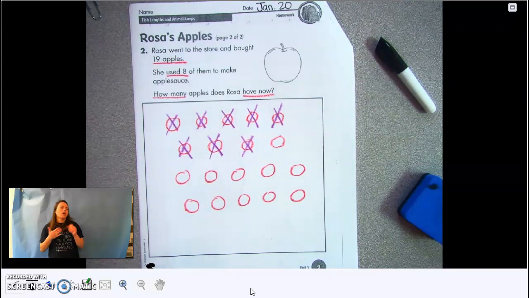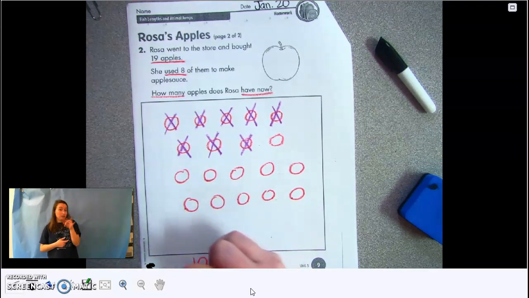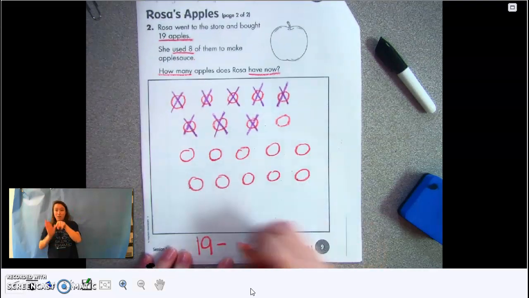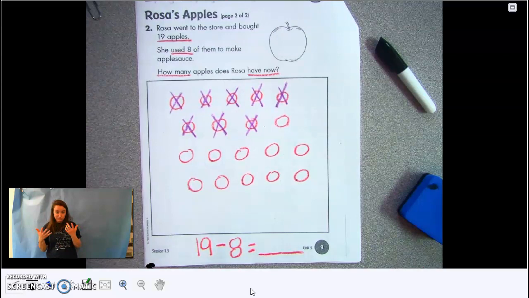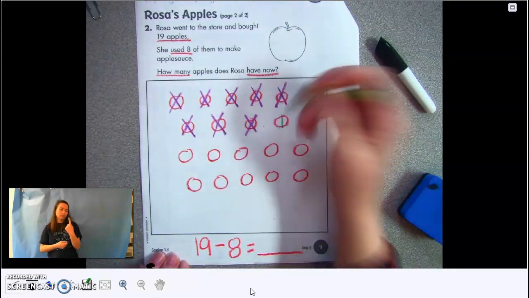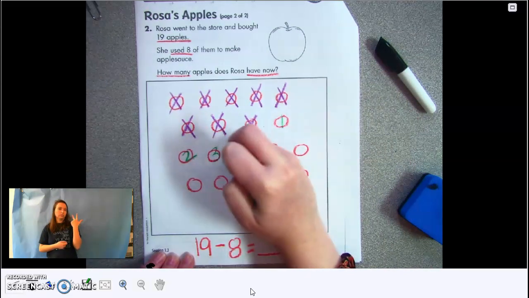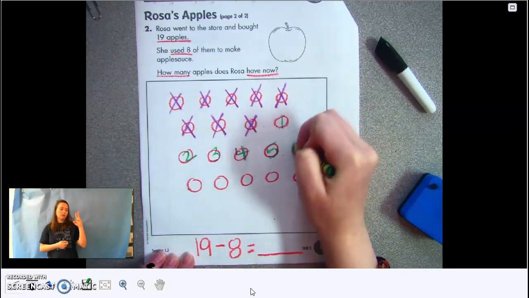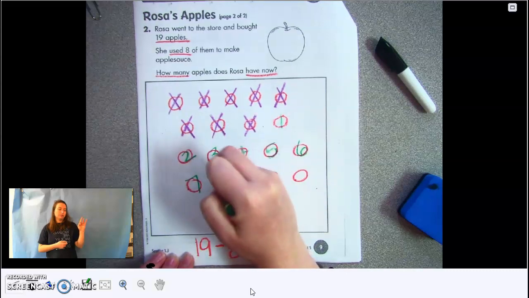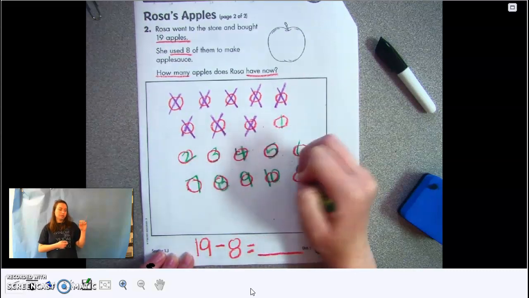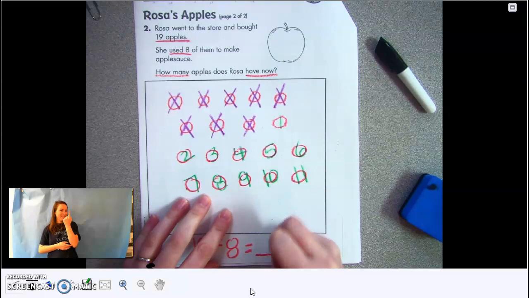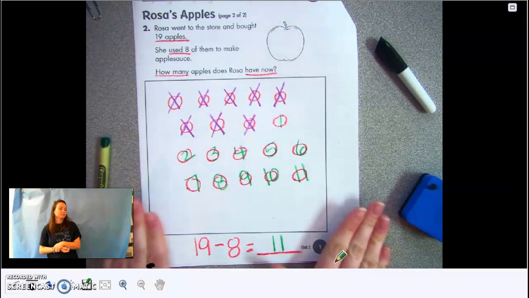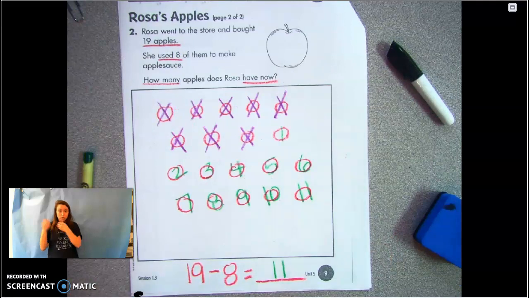So now I need to count how many are left. So we know we had 19 and we took away 8 equals something. So let's count how many are left. Ready? 1, 2, 3, 4, 5, 6, 7, 8, 9, 10, 11. So what's my answer? 11. Good. Make sure you put these back in your green folder so you can bring them back when we come back to school.